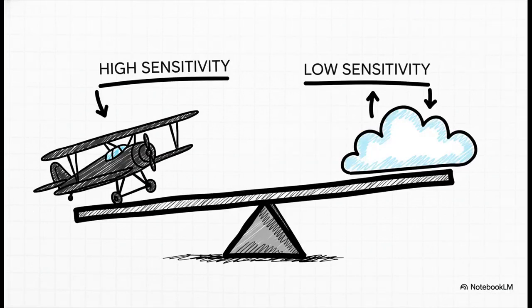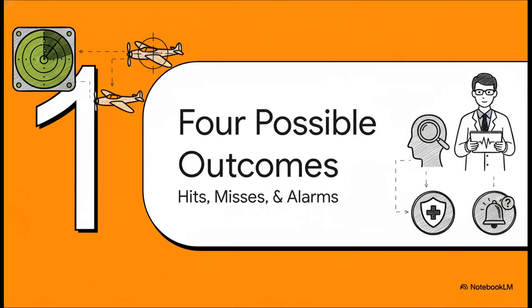You see, if you crank the sensitivity way up, yeah, you'll spot every single plane, but you'll also be scrambling your fighter jets for every puffy cloud that drifts by. But if you turn it down too low, sure, things will be quiet, but you might miss a real threat. This is the core problem, this constant trade-off that led to a brilliant invention, the Receiver Operating Characteristic Curve, or ROC curve for short.